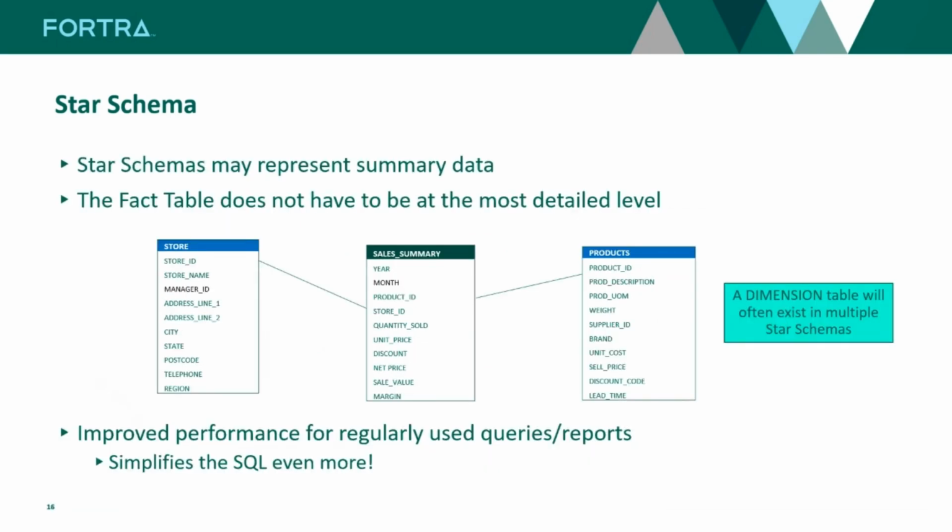You'll probably implement a different star schema for each transaction type, and in most of them, the fact table will be the most detailed level available for that type of transaction from the source data. However, a fact table can also represent summary data. If you commonly analyze monthly product sales by store, consider building a fact table at that level, as in this example. Your queries and reports will perform even better and with even simpler SQL.